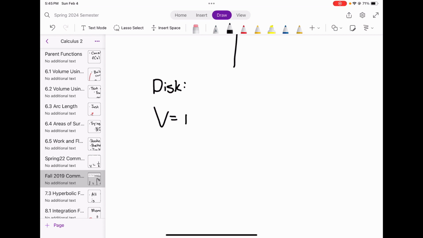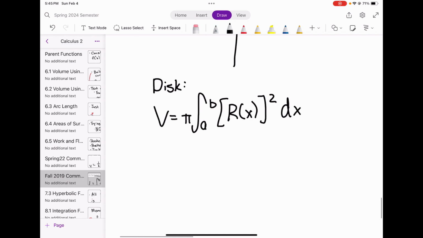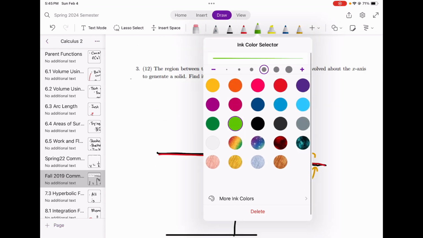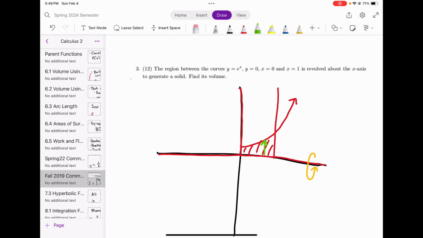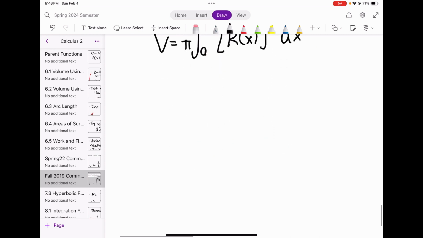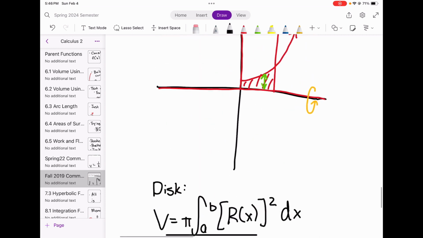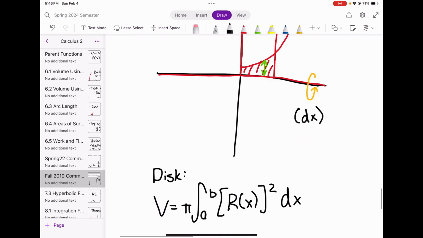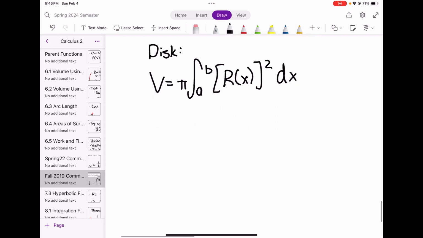V is equal to pi, the integral from a to b of r of x squared dx. R of x represents the distance from the graph to the axis of rotation. And the axis of rotation in this case is the x-axis. And since we're rotating around the x-axis, we are going to be using dx. The only case where it's the opposite is going to be for cylindrical shell. But over here, since it's this method, we're fine.